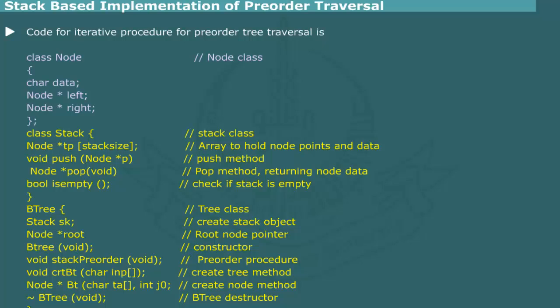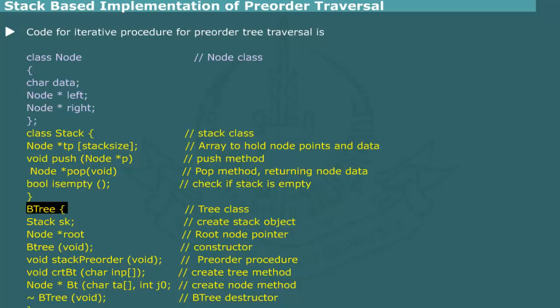The code for iterative procedure for tree traversal is substantially more complex than the code for equivalent recursive procedure. In the former case, we have to deal with 3 classes representing tree node, stack, and tree structure. The interface for these classes are as shown.